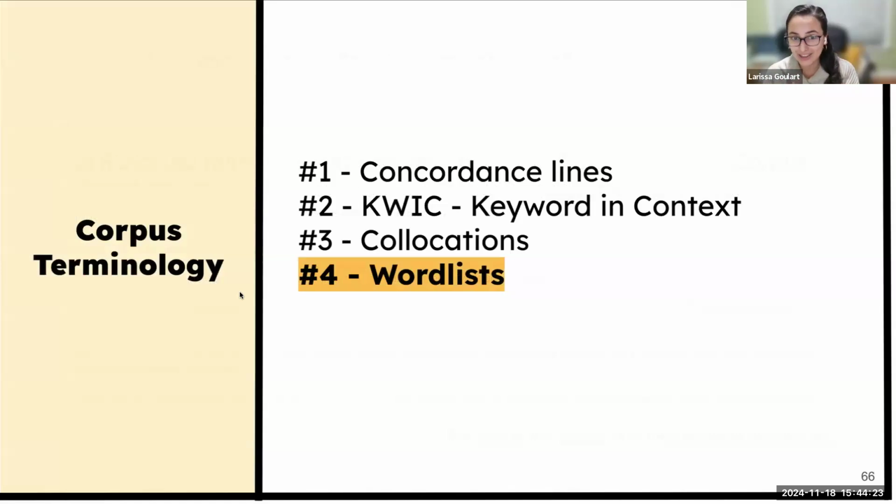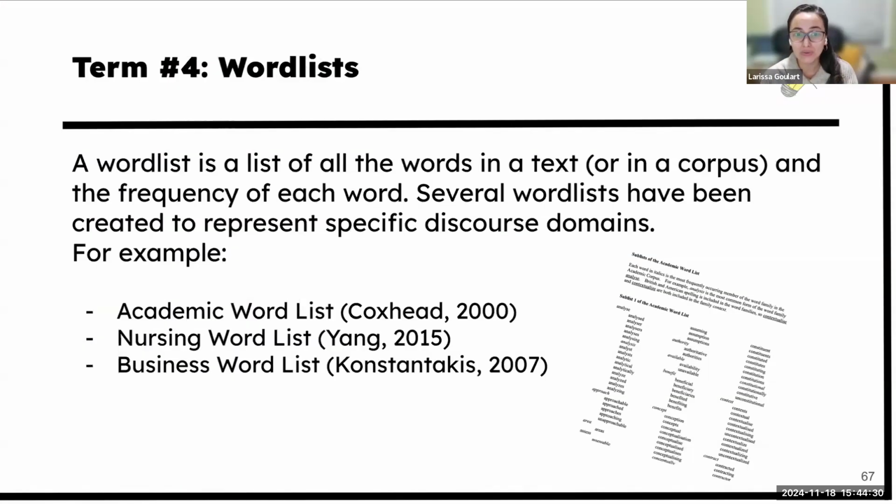So we learned about collocations. We're going to learn now about word lists. You might be familiar with word lists, because a word list is a list of all the words in a text or in a corpus and the frequency of these words.